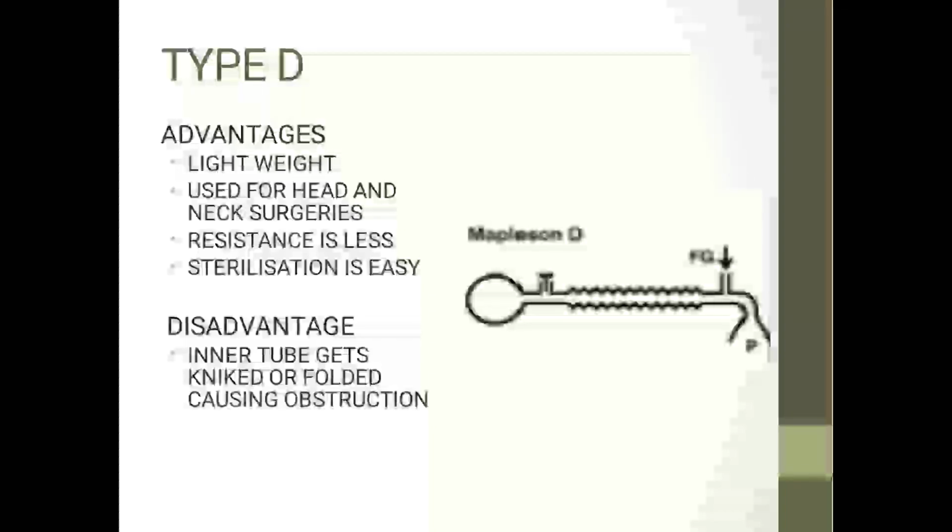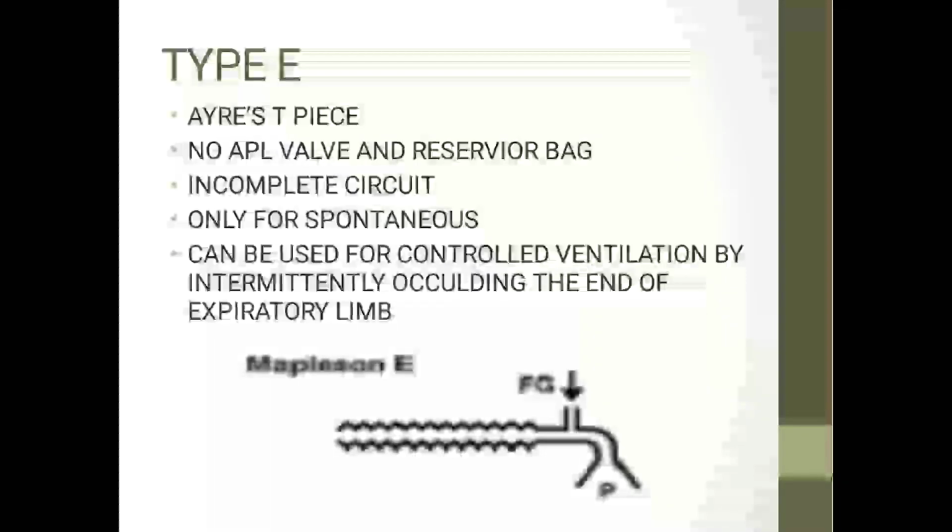Next we have type E. It is called Ayre's T-piece. We have no APL valve and reservoir bag, so it is called an incomplete circuit. It is only used for spontaneous breathing. If it is used for controlled ventilation, we can use it by intermittently occluding the end of the expiratory limb.